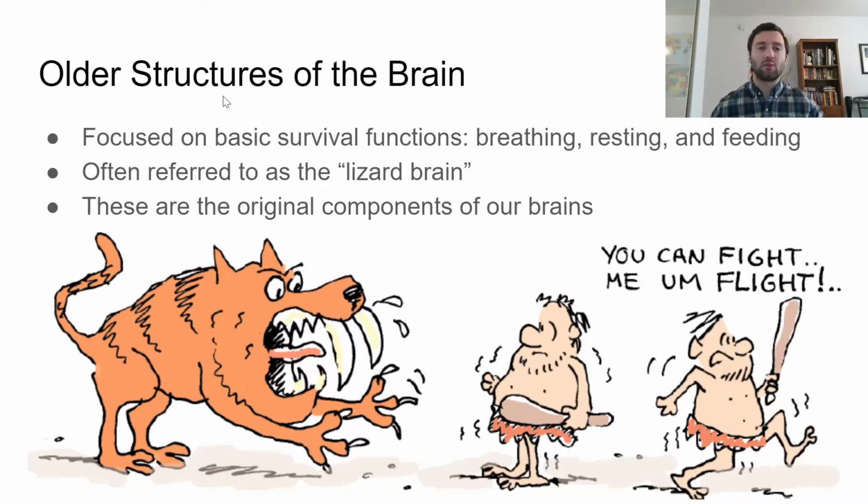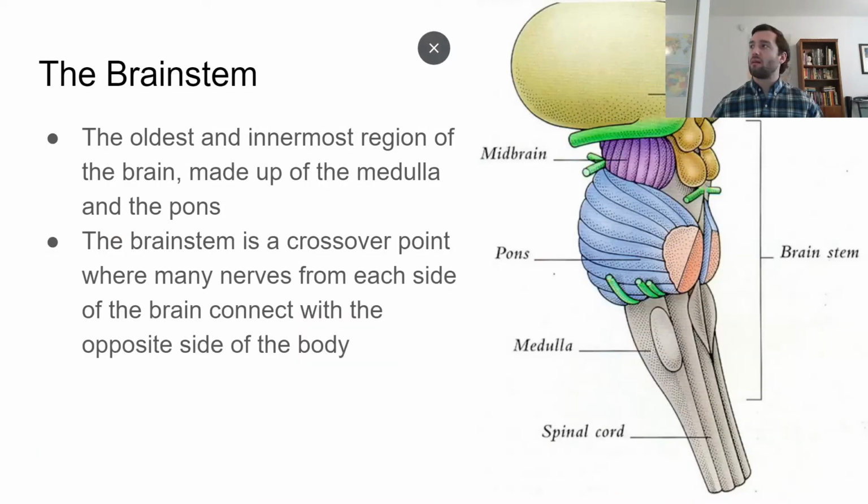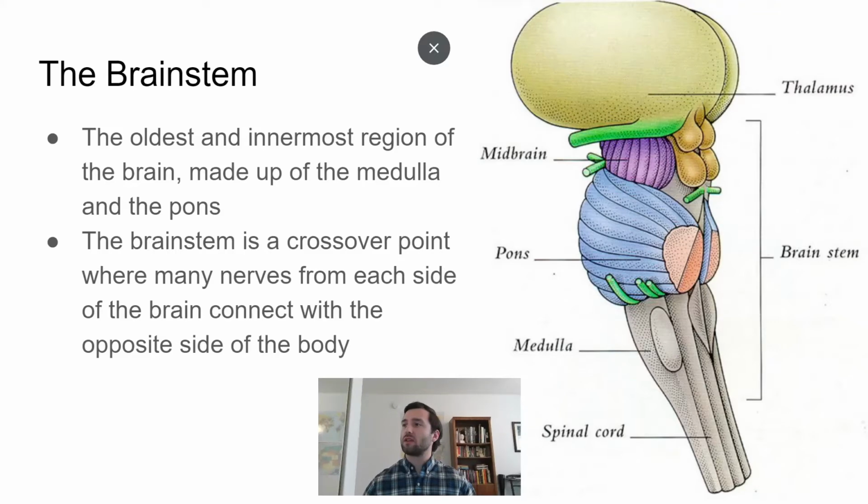Again, a lot of times we refer to these older structures of the brainstem as the quote-unquote lizard brain. And these are those original components, right? These are the things that, before we were Homo sapiens, way before we were even mammals necessarily, is what we would have had. And then as we evolve, we add more and more and more. I'm going to move myself really quick so you can see that a little bit better.